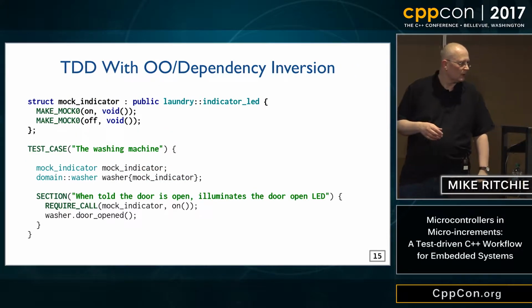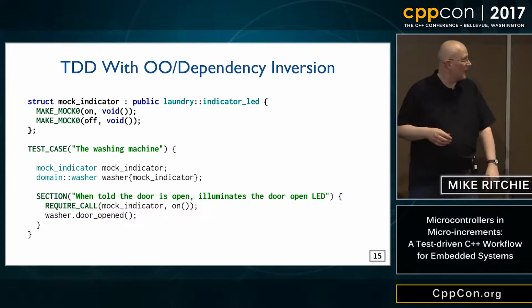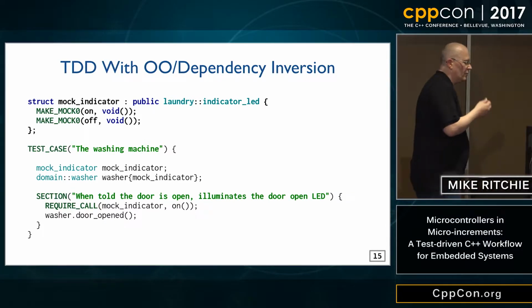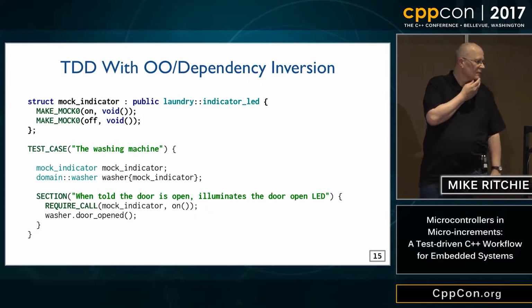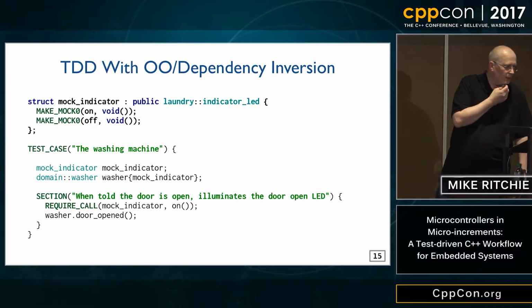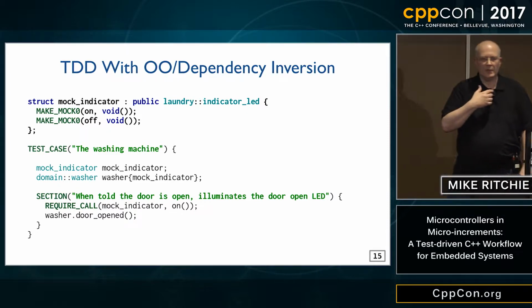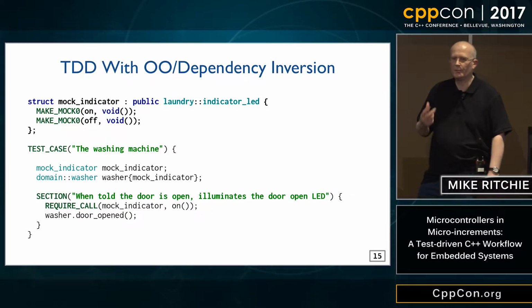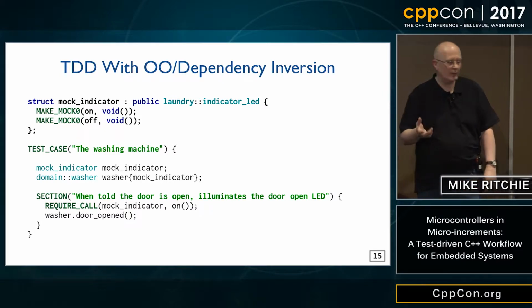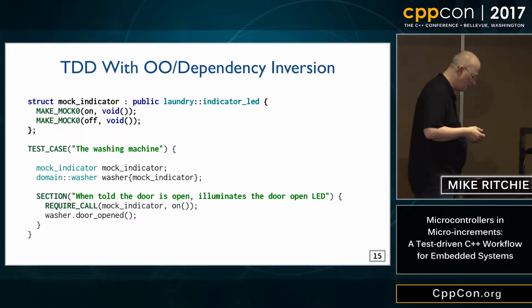Okay, so a typical test with Catch and Trompeloeil. We create our mock object. We inject that into the washing machine. We run some code and we make an assertion. And in the case of Trompeloeil, we have a requirement up front. We expect that mock object to be interacted with in a particular way.